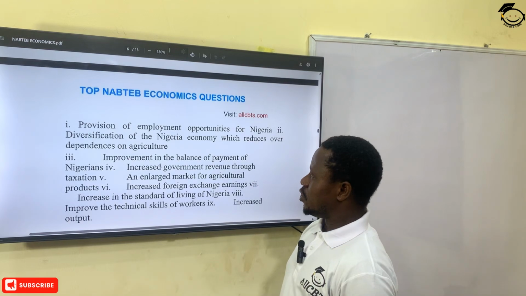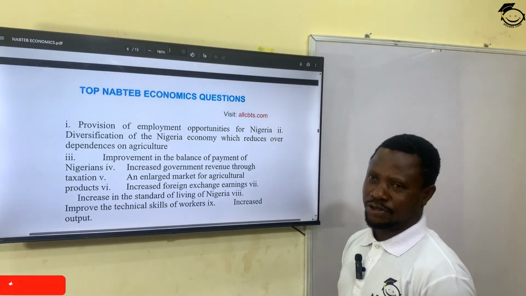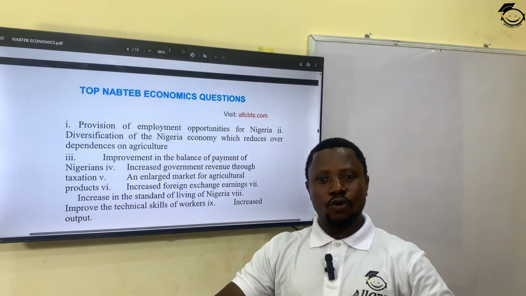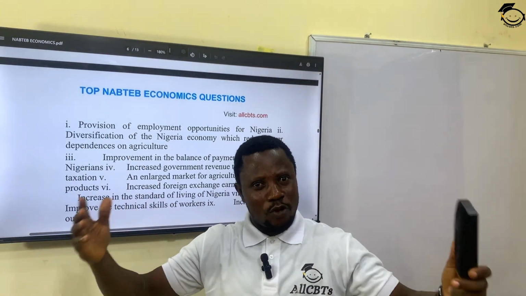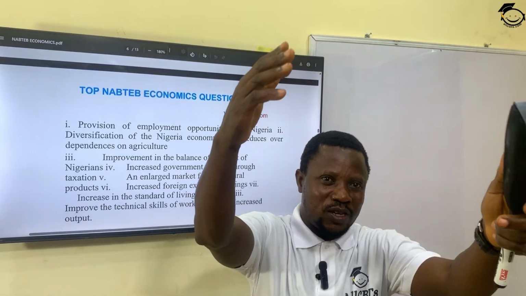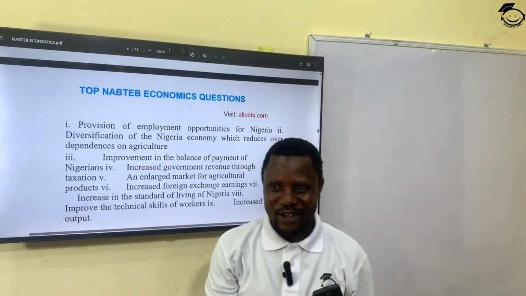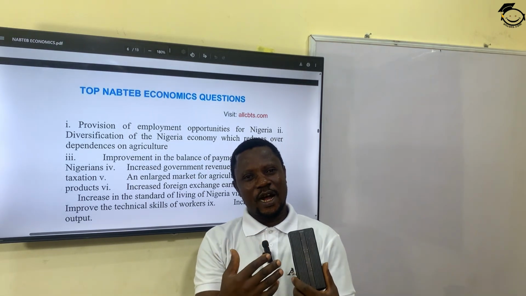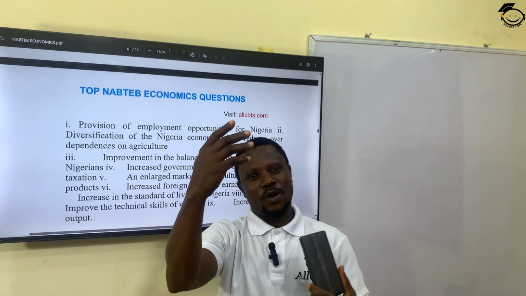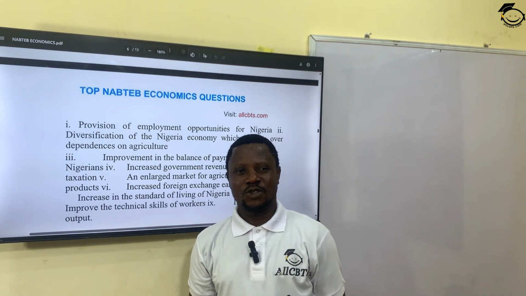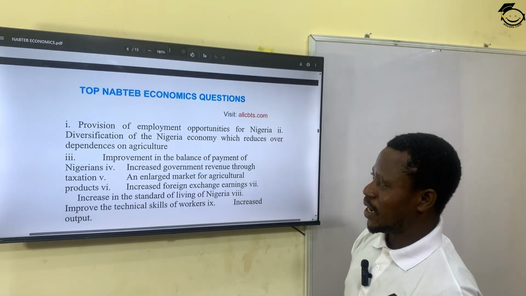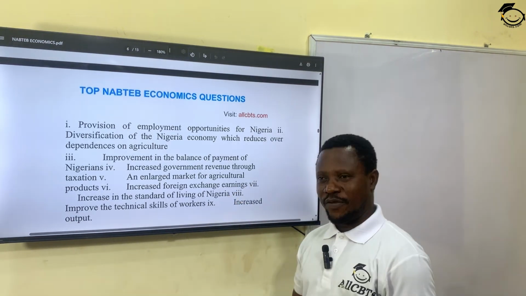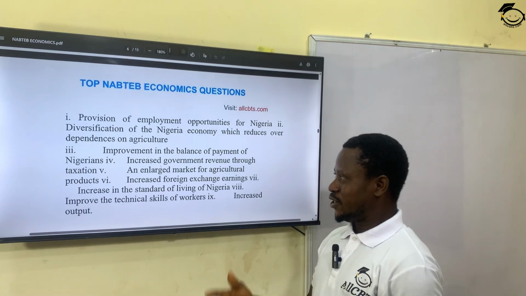Three, improve the balance of payment of Nigeria. When we industrialize, what will happen? We produce more. When we produce more, what happens? We sell more out. And when we sell out, we earn money. As we are earning, the implication is that our exports have increased, so our income has also increased. So we are going to have a favorable balance of payment. It will also help the government to increase their revenue. They earn more money as they produce more goods.